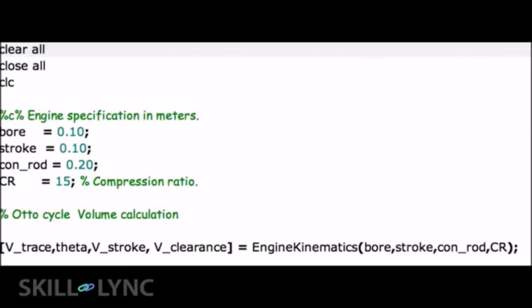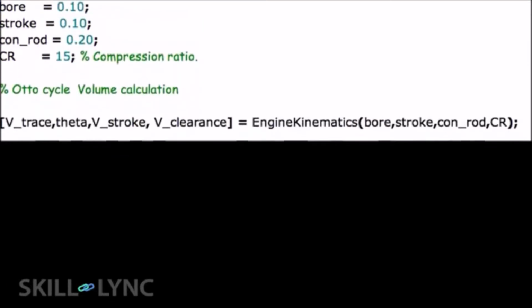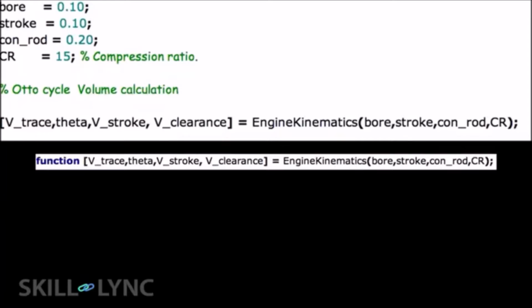Coding the main program is very simple. We define the geometric parameters and then supply them to the function that we have written. While writing functions which accept multiple inputs and return multiple outputs, you should remember that the order is very important. If you change the order, then you will be using the wrong values.